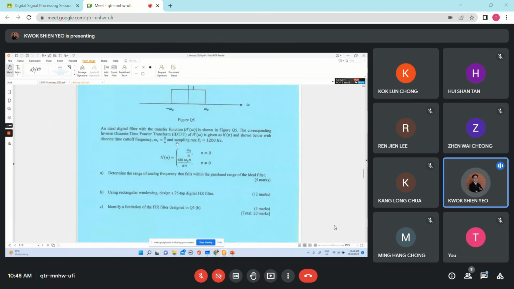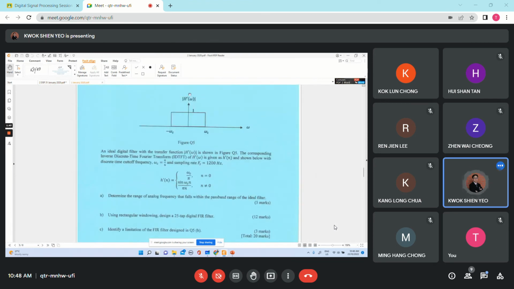Determine the range. You are given H'(omega) and h'[n], so you do not need to do the IDTFT calculation. It's given by the question. Normally, if not, you need to show all the steps from here to this expression. You need to write all the steps, and the steps can be found in the lecture notes. In this particular question, I give you the answer already, so you do not need to do this step now.